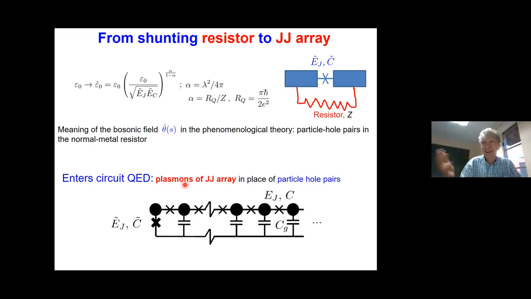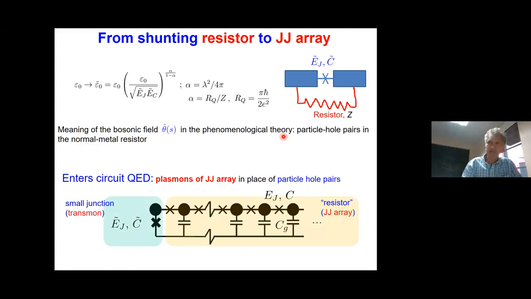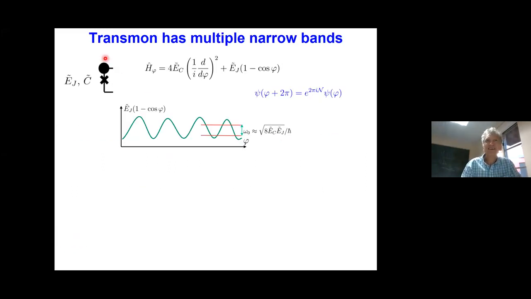So they are replacing now the particle pairs in the resistor, which is a more murky subject. So this is our resistor, and I will call the small junction by its real name, Transmon. Basically, the Transmon is a very simple Hamiltonian, with the condition that EJ tilde is much larger than EC tilde, which you want to use anyway, right? So that means that the potential is rather deep. And it means that there are many, well, actually several, better to say, narrow bands that this potential supports.